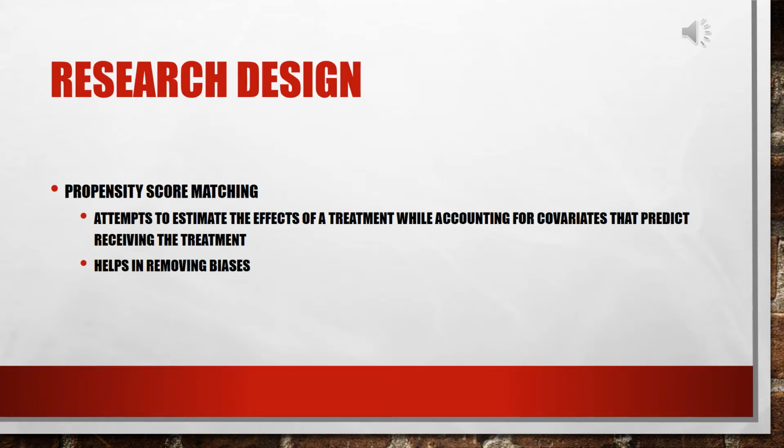Propensity score matching is a statistical matching technique that can be used to estimate the effect of a treatment, policy, or other intervention by accounting for the covariates that predict receiving the treatment. It is implemented in an attempt to remove biases. With propensity score matching, the researcher is able to model random selection.